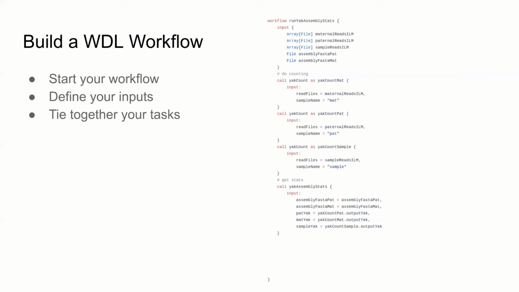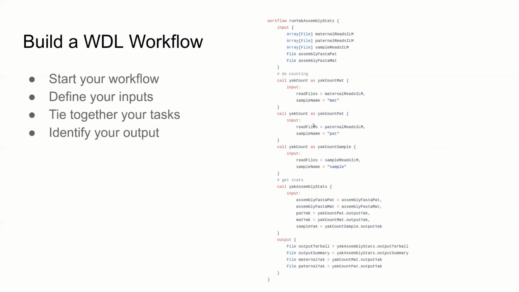The engine can determine that the 3 YAC count tasks need to be run first, but they can be run in parallel. And then after they've successfully completed, we can run the assembly stats task. Note that not all of the potential inputs for the tasks are specified. We'll get into this later.